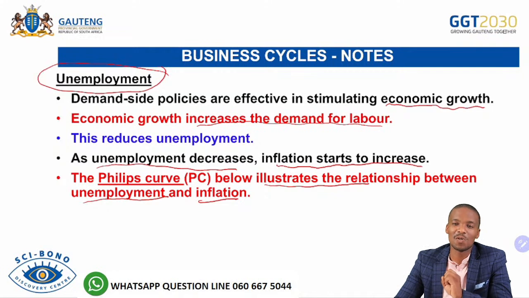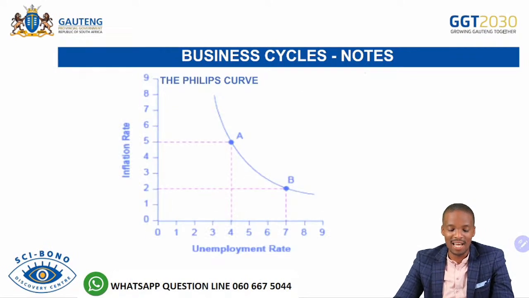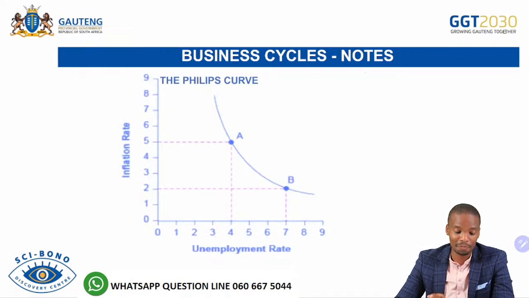We can ask you to briefly provide the concept or economic terminology for the following: the relationship between unemployment and inflation. As an economics learner, your answer will be the Phillips curve. Then we can also ask you as a 2-mark question to say, briefly describe the concept Phillips curve. Then you are going to say, it illustrates the relationship between unemployment and inflation. Let's explain that with the aid of a graph.